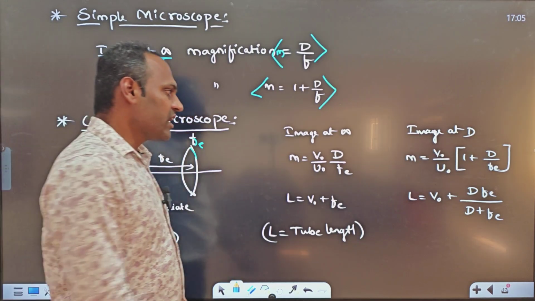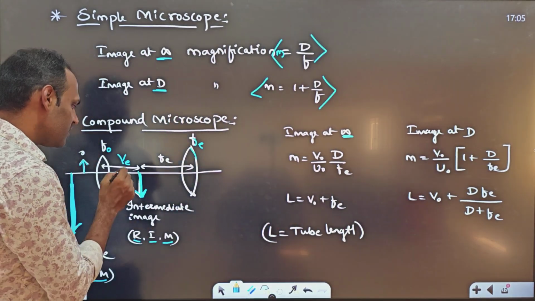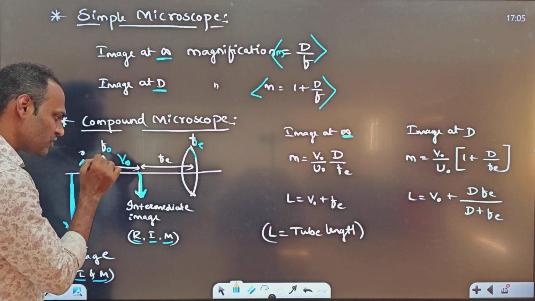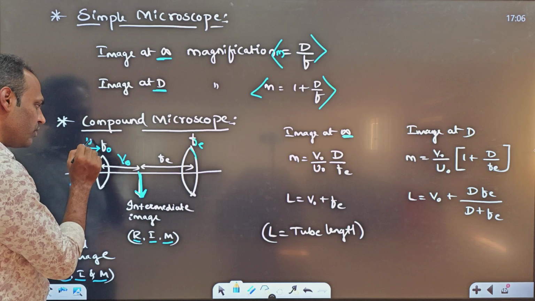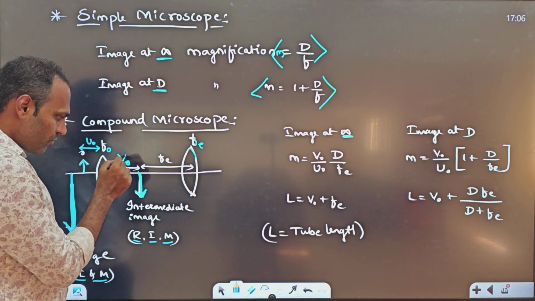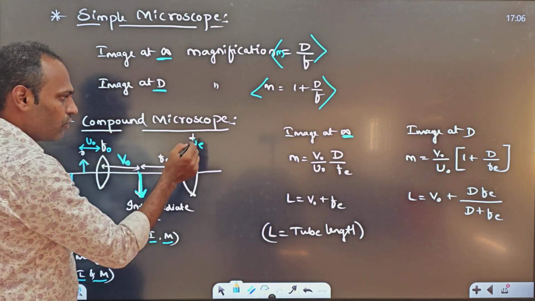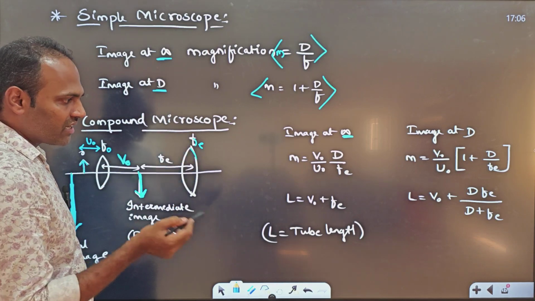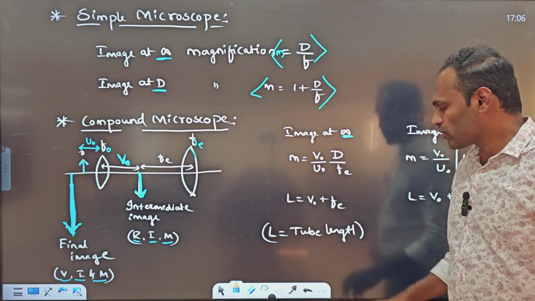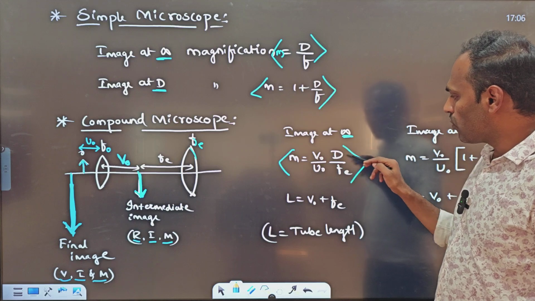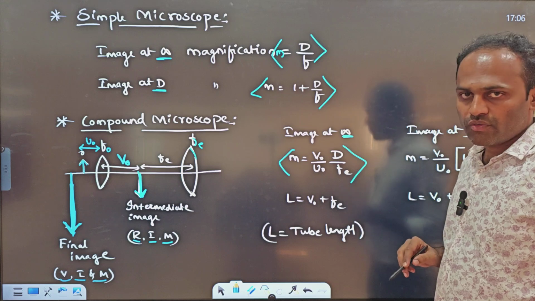Okay, in this case at infinity the magnification will be VO divided by UO. Note, VO means it is the image distance of the objective, and UO means it is the object distance of the objective lens. Then the focal length of the objective and the focal length of the eyepiece. So if the image is formed at infinity, magnification of the compound microscope is given by VO divided by UO, into D divided by focal length of eyepiece.